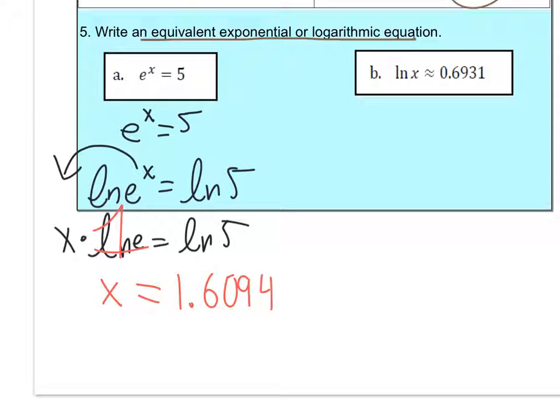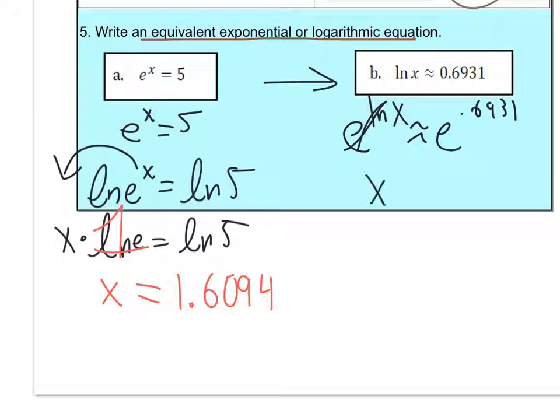So over here, the natural log of x equals 0.6931. So what I want to do is raise both sides to that. So that's going to cancel out. So x is going to be approximately equal to e to the 0.6931.